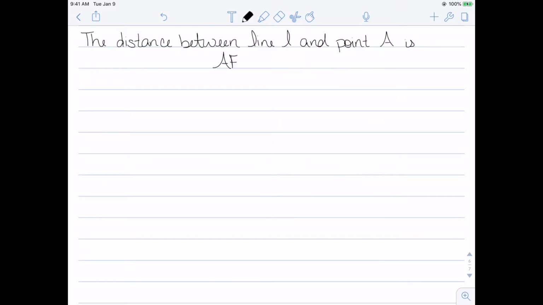This now allows us to talk about distance between a line and a point. The distance between a line L and a point A is AF, the distance between A and its foot. And in fact, the distance from the point A to any point on the line has the smallest value for the foot. So the actual distance from a point A to a line is the minimum possible distance between A and any point on that line, which is guaranteed to actually be this point here, F, the foot. So the foot allows us to actually be able to talk about distance from a point to a line.